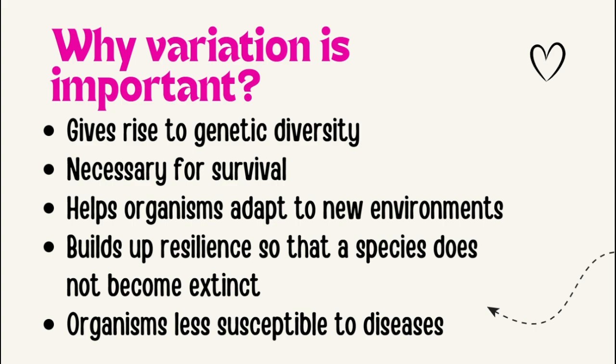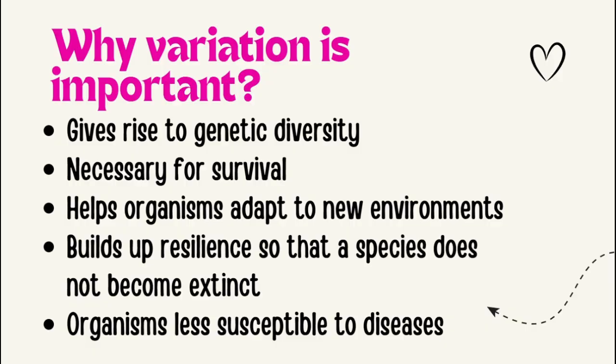It's necessary for survival of any living organism, and it helps organisms to adapt to new environments. It builds up resilience so that a species does not become extinct, and it also makes organisms less susceptible to diseases, right? And by the way, the variation would come from sexual reproduction and only sexual reproduction. With asexual reproduction, say we have a flower that reproduces asexually, it creates a bunch of offspring just like that.